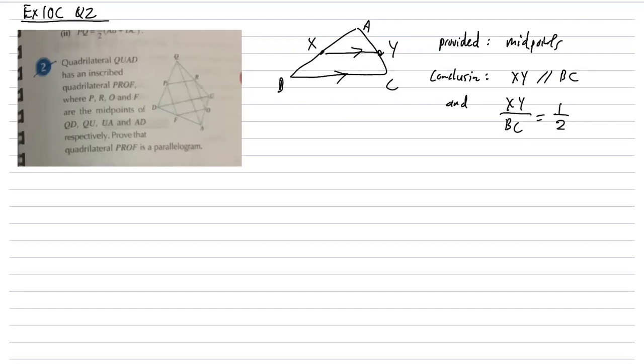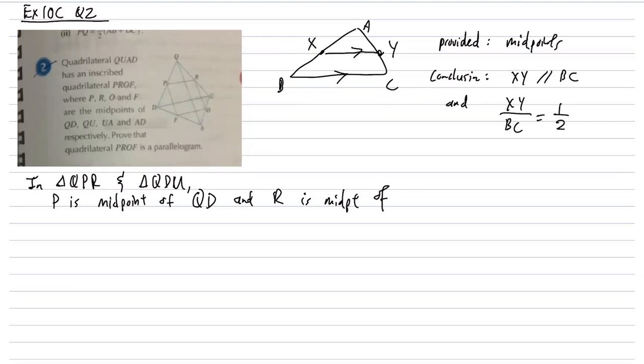Let's just write it out. So the first step is triangle QPR and QDU. We can see that P is the midpoint of QD and R is the midpoint of QU. So we can just quote the midpoint theorem to speed things up a little bit. And we conclude that PR is parallel to DU.